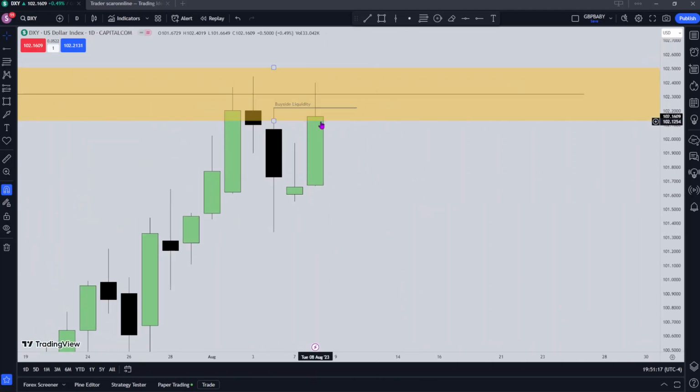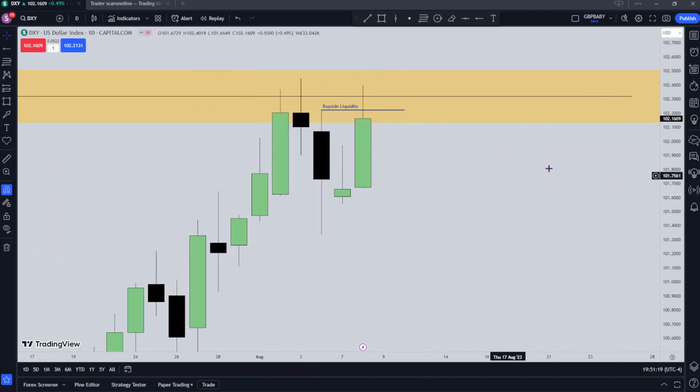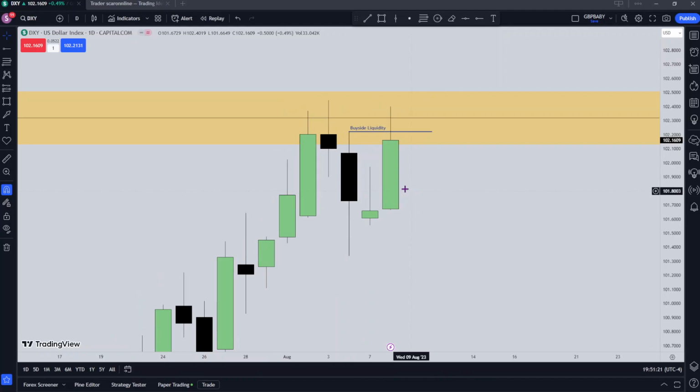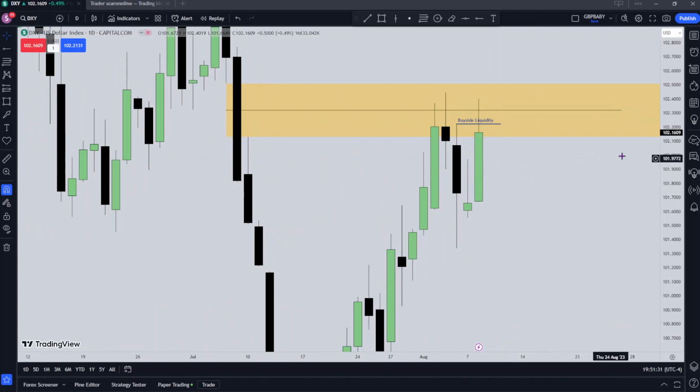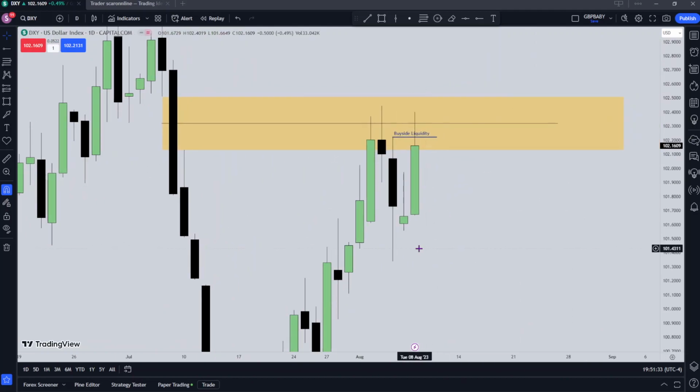So I'm going to continue with my bias of being bearish, and until that changes, until like say we close above this swing high or this swing high, it would have been a different story. However, that's not the case. So for that reason, I still have my continuous bias of wanting to see lower dollar in general.